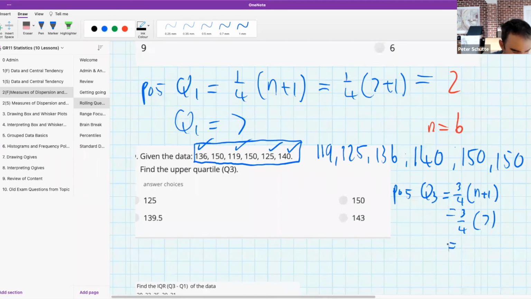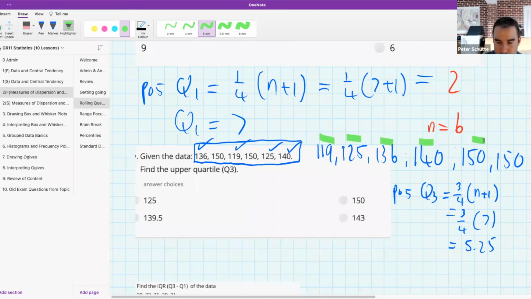So what's that position going to be? So this position is 5.25. So which list are we going to be looking at? We're going to be looking at the ordered list. So in this case, 1, 2, 3, 4, 5.